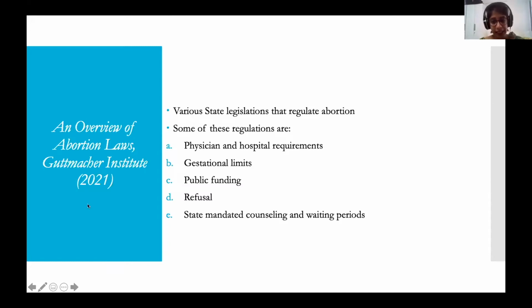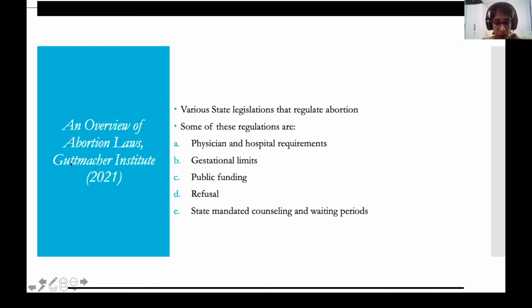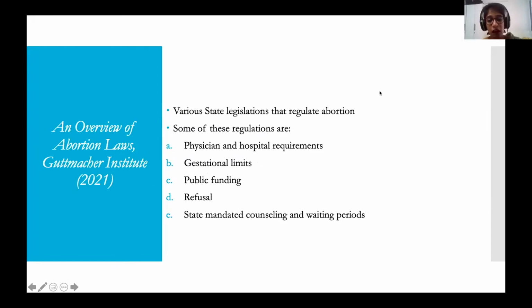The fifth criteria that the Guttmacher Institute looks at is state-mandated counseling and waiting periods. About 18 states require the mother to undergo compulsory counseling prior to performing an abortion. And 25 states, in fact, require the mother to visit either the physician or the hospital, as the case may be, for a second time after a waiting period, having taken the decision to perform an abortion.